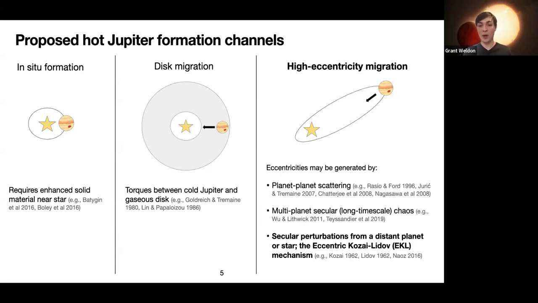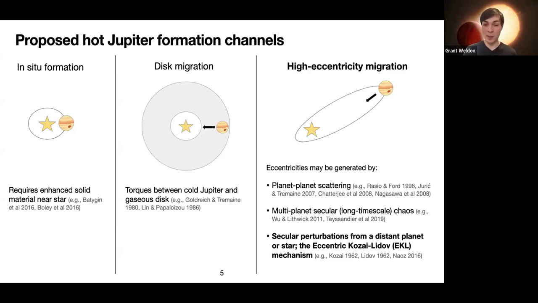But even within this framework, there are many mechanisms that have been proposed for generating eccentricities. So one is planet-planet scattering. In a multi-planet system, the planets can gravitationally scatter each other onto eccentric orbits. Another mechanism is secular or long timescale chaos in a multi-planet system. And finally, you could have secular perturbations from a distant planet or star, a third body in the system. This is known as the eccentric Kozai-Lidov or EKL mechanism. And this is the mechanism that I'll be focusing on.